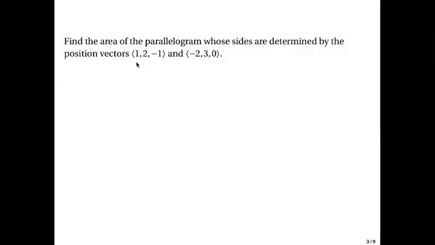So, how do we find the area of the parallelogram in 3-space if we are given two vectors? We just get the cross product, and then we get the norm of that cross product. So let's get the cross product first: ⟨1, 2, -1⟩ cross with ⟨-2, 3, 0⟩.